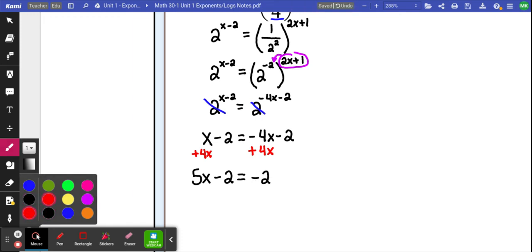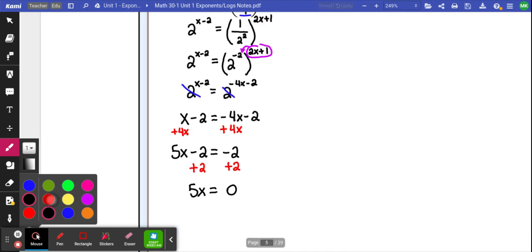Then I can start to move numbers to the other side. I'm going to add 2 to both sides. That gives me 5x equals 0. Divide by 5. I get x equals 0. All that work to get to x equals 0.